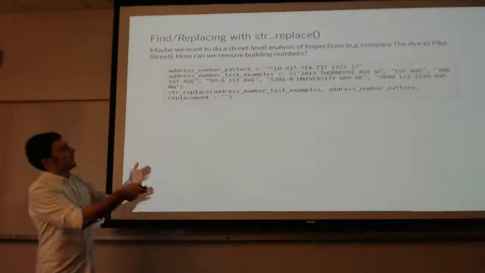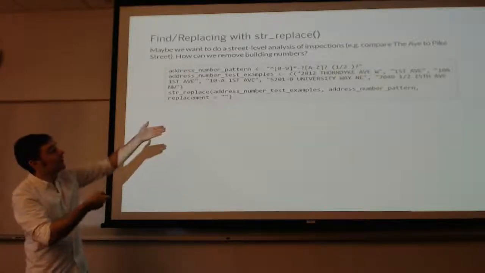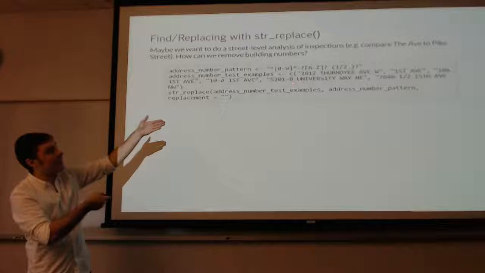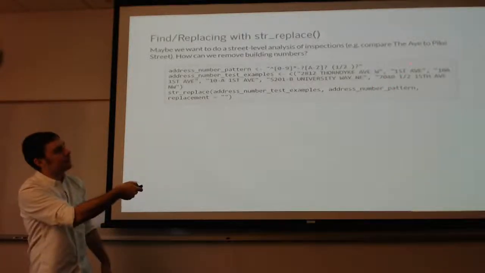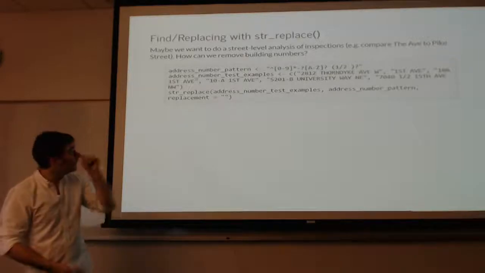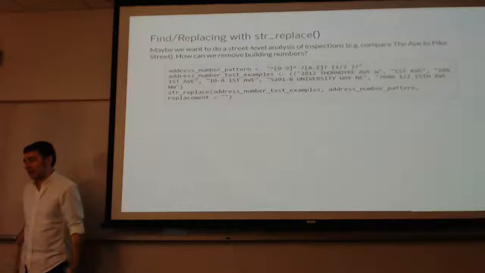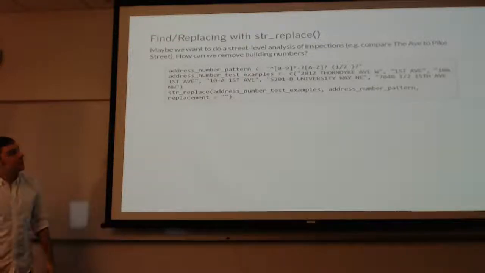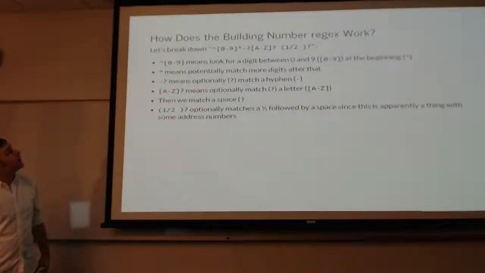But then if we had something like 10A First Avenue, 10-A First Avenue, 5201-B, or this sometimes happens in Seattle addresses, 7040 and a half 15th Avenue. We want to get rid of all of those numbers, unit numbers, everything at the beginning of them. All right? This expression will do it. This is going to be the output. Let's break down how that works.